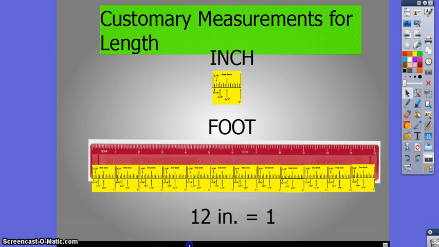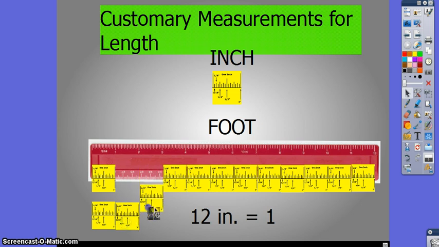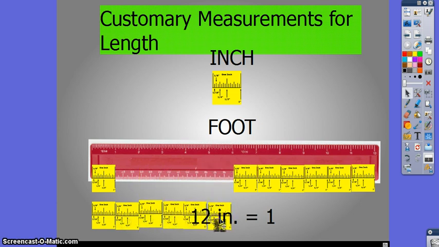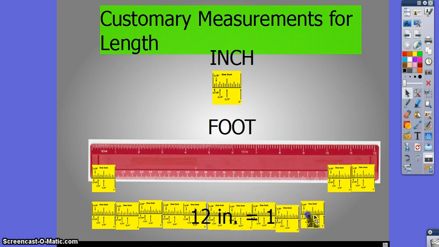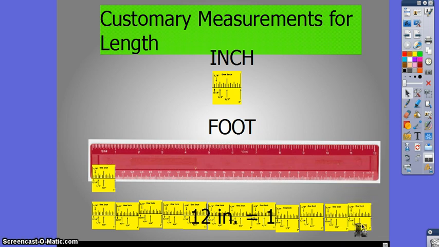Okay, so what this is showing me right here is that this right here is an inch. So 12 inches equals 1 foot. So I can move each one of these out. So see, that's an inch. That's 1, 2, 3, 4, 5, 6, 7, 8, 9, 10, 11, 12. So 12 inches equals 1 foot.